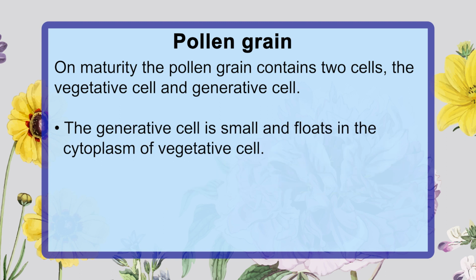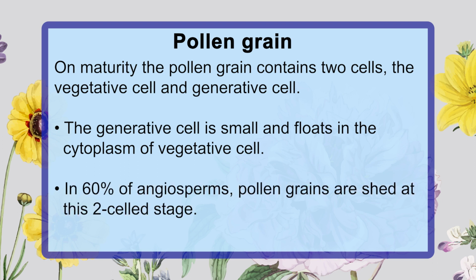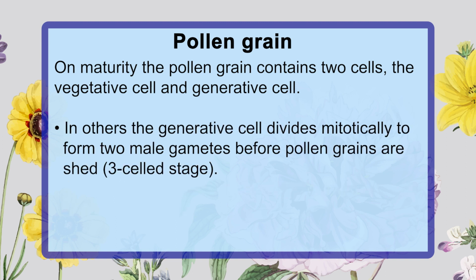The generative cell is small, and floats in the cytoplasm of the vegetative cell. In 60% of angiosperms, pollen grains are shed at this 2-celled stage. In others, the generative cell divides mitotically to form 2 male gametes before pollen grains are shed. Thus, a 3-celled stage is formed.